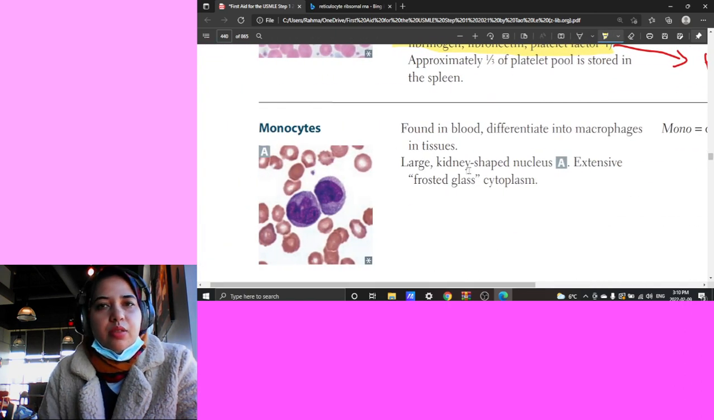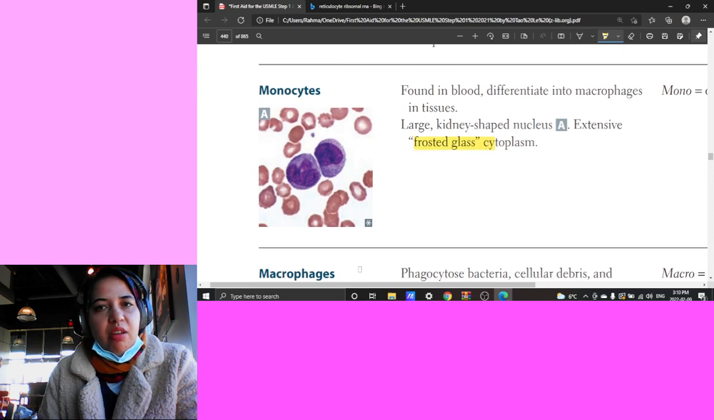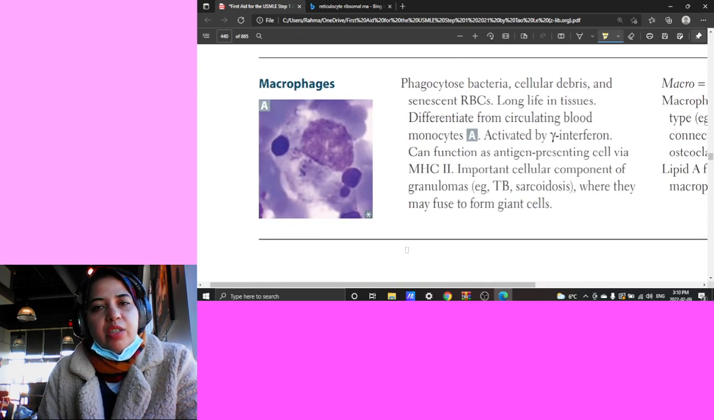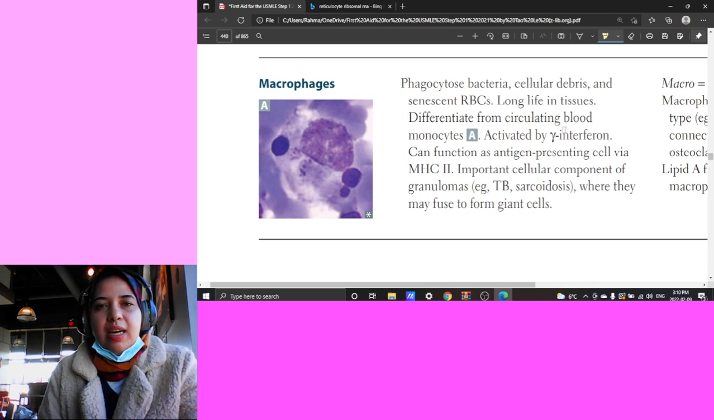Next is monocytes. There's nothing really important here except to know what they look like. They have a lot of cytoplasm. You have macrophages, which do a lot of stuff with regards to inflammation. They pick up the bacteria, they phagocytose, they pick up the cellular debris, the red blood cells. The more important thing here is to know that they can function as antigen-presenting cells via MHC2.